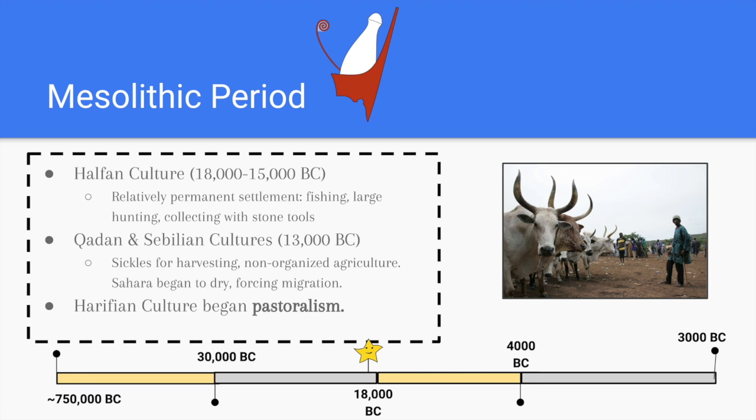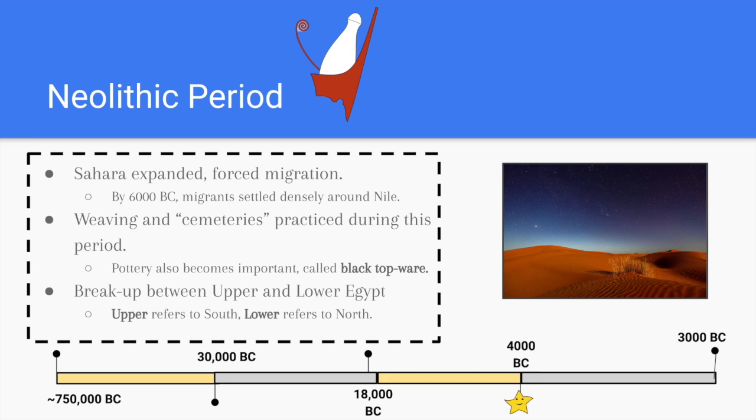And we're also seeing the Naqada and Sibyllian cultures around 13,000 BC. We're seeing the use of sickles for harvesting, so more of a reliance on agriculture. We're seeing non-organized agriculture, so we're not seeing farms yet or even rows of crops. We're seeing just a sporadic use of crops. And another reason for this could have been the Sahara was beginning to dry. This was the beginning of the Sahara really turning into a desert, which forced migration towards the Nile River, which really led to the Egyptian civilization forming.